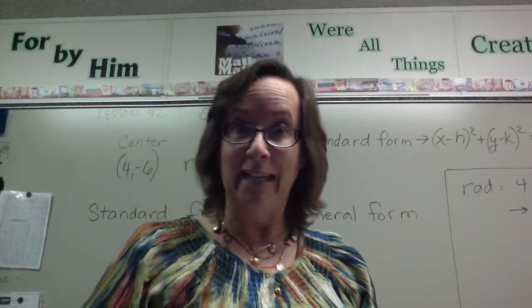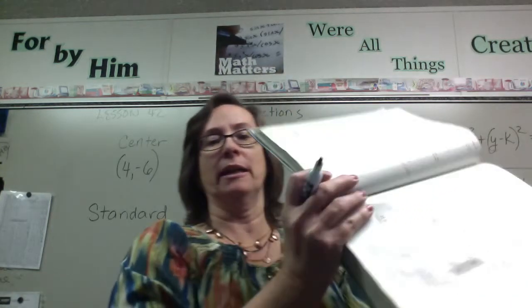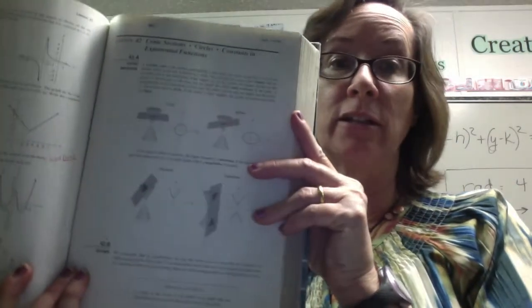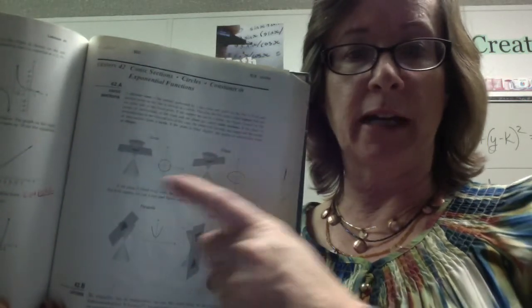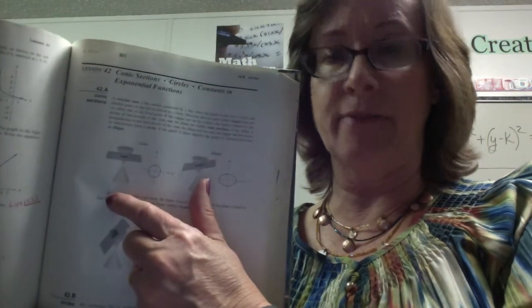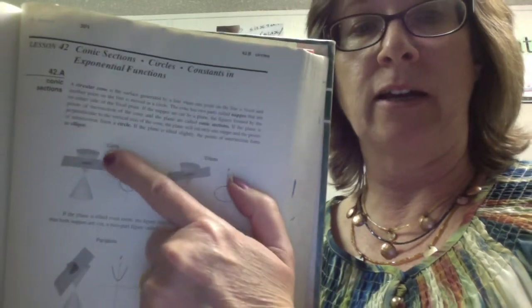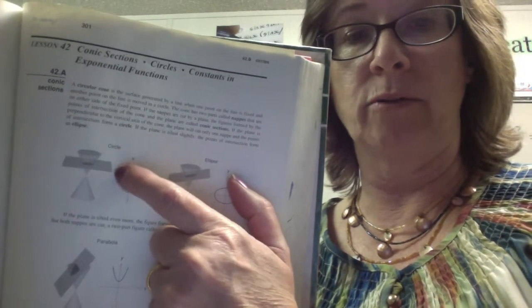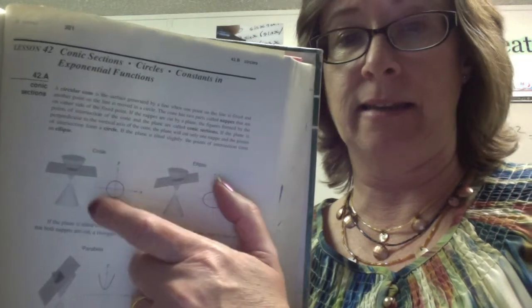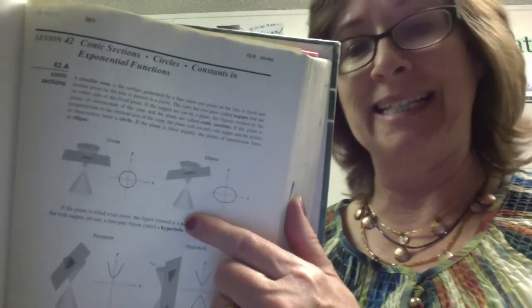Okay, today we're starting lesson 42 finally, and we're going to be talking about conic sections. I can't draw conic sections very well, so I'm showing them to you in the book. Remember, we're talking about slices of a cone. Here they're showing a conic section that results in a circle, where you slice the cone straight across, perpendicular to the axis. Over here we have a slanted slice, which results in an ellipse.